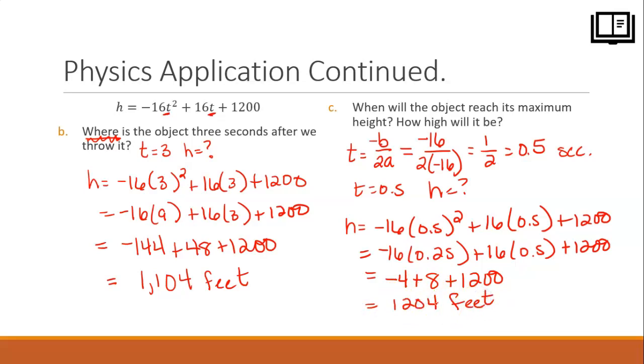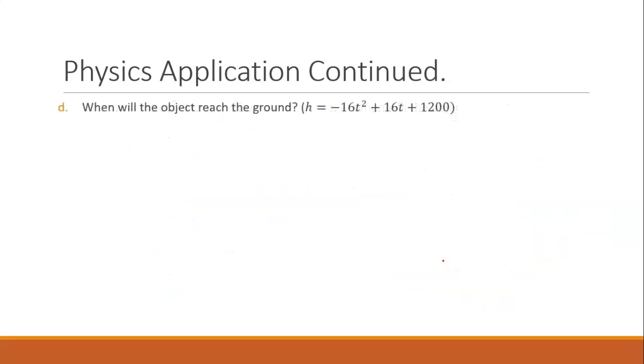So essentially what we've just found is the axis of symmetry and the vertex. It reaches its maximum height after 0.5 seconds, and at that time it's 1,204 feet up in the air. Now, when will the object reach the ground? Remember, that means that h is equal to 0. It is flat on the ground. So it's 0 equals negative 16t squared plus 16t plus 1200.